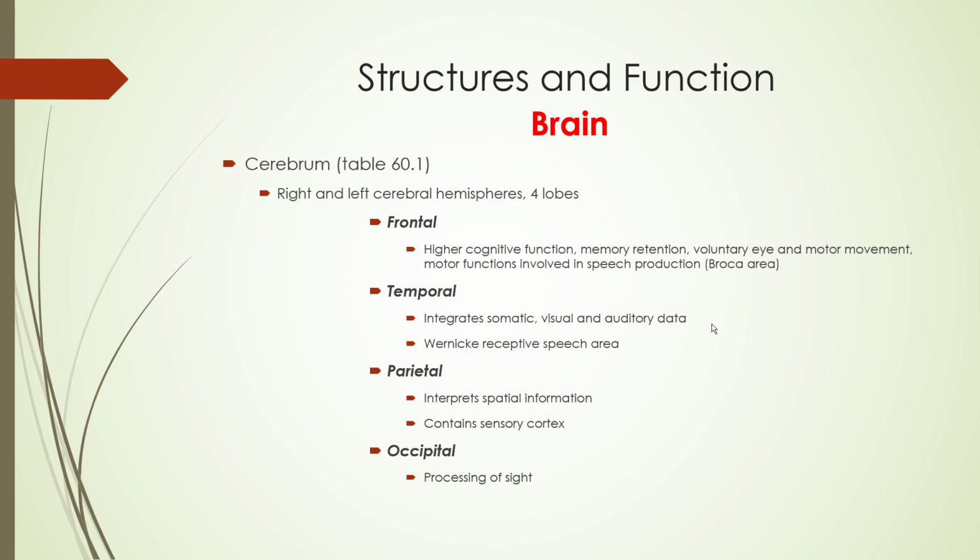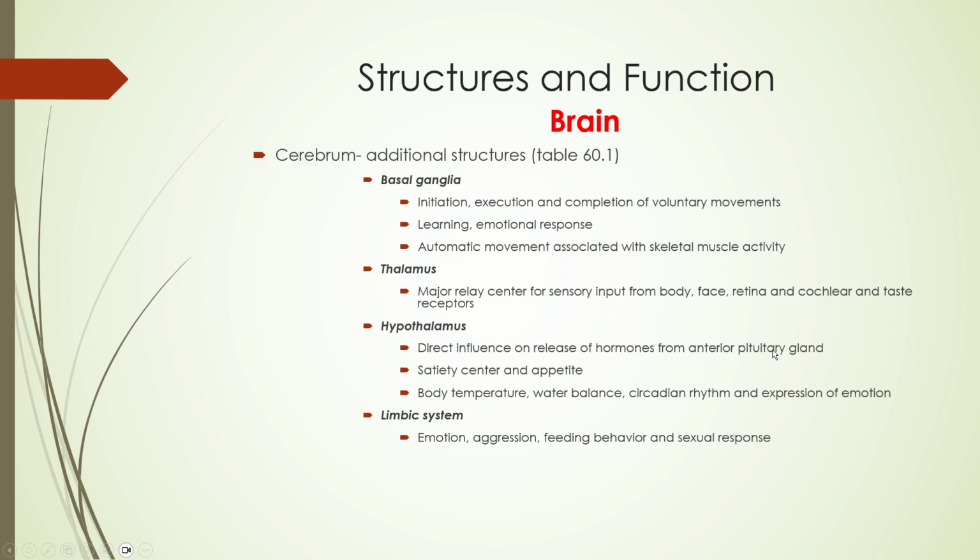For the frontal lobe, we've included here higher cognitive function, memory retention, voluntary eye and motor movement, and motor functions involved in speech production, or Broca's area, which will come into play a little bit later. The temporal lobe integrates somatic, visual, and auditory data, and includes the Wernicke's receptive speech area. Once again, that'll come up a little bit later. The parietal lobe interprets spatial information and contains the sensory cortex, and the occipital lobe is involved in processing of sight.